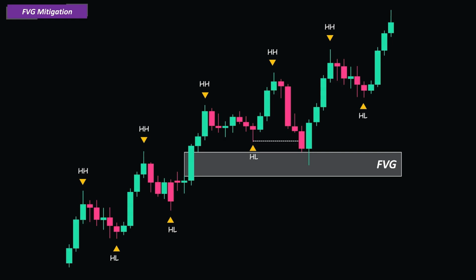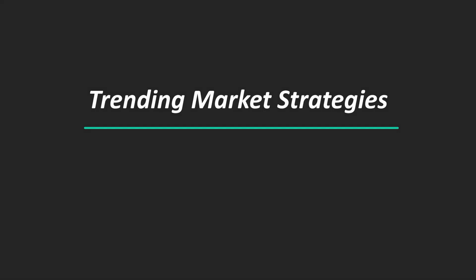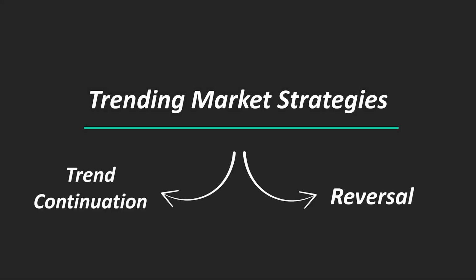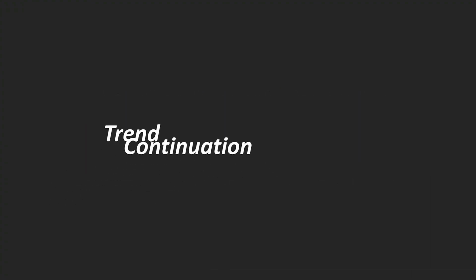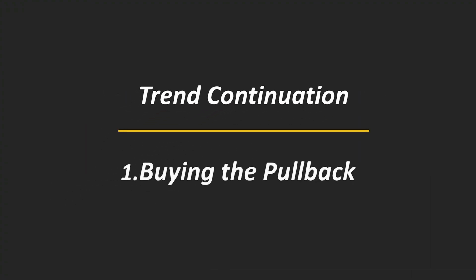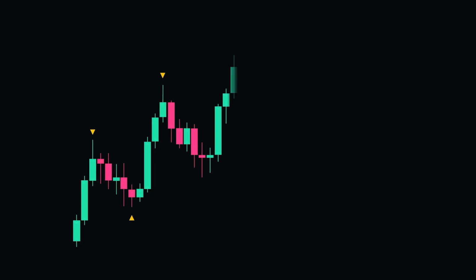Now it's time to look at some of the best trading strategies for a trending market. We can divide them into two categories: trend continuation and reversal setups. The first one is buying the pullback. After a break of structure, we don't chase the price. Instead, we wait for a pullback to enter at a better price.